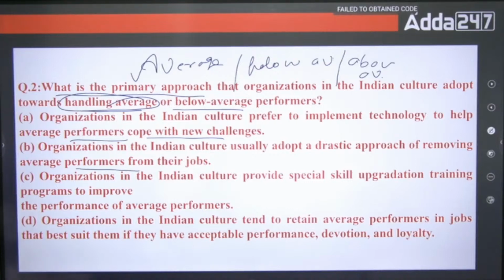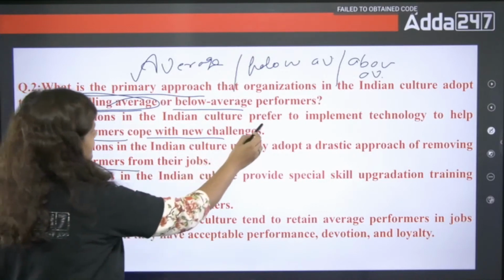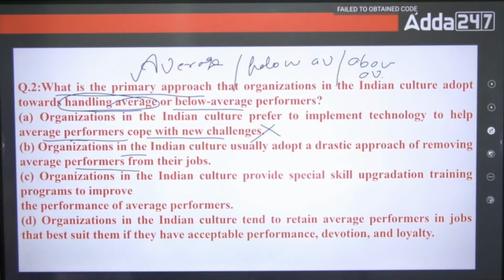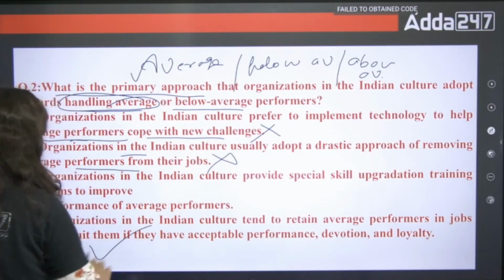Right? See, the option is what? Organization in Indian culture prefer to implement technology to help average performer cope with the new challenge. That is wrong. Second is organization in Indian culture usually adopt a drastic approach of removing the average performer. That is totally wrong. The right answer is basically D.